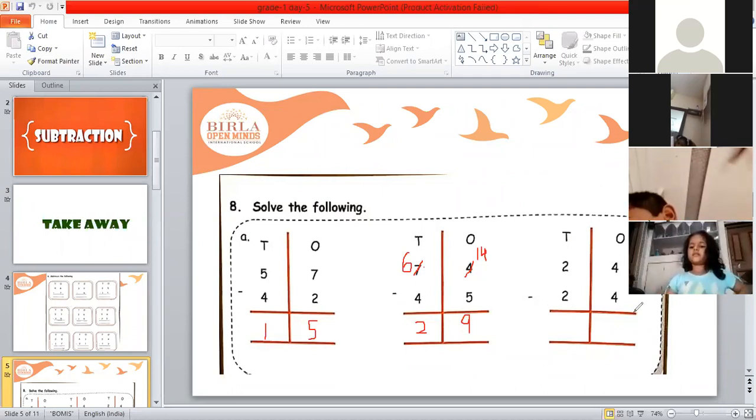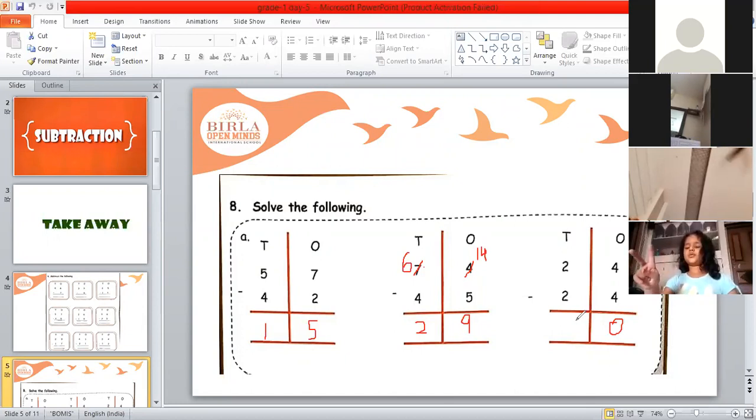Okay, Arohi, tell me what are the 2 numbers in ones place? Quickly. 4 and 4. So show me your 4 fingers. Now remove 4 fingers from these 4 fingers. How many are left? 0. So we'll write here 0 in ones place. Okay, now Arohi, what are the numbers in tens place?